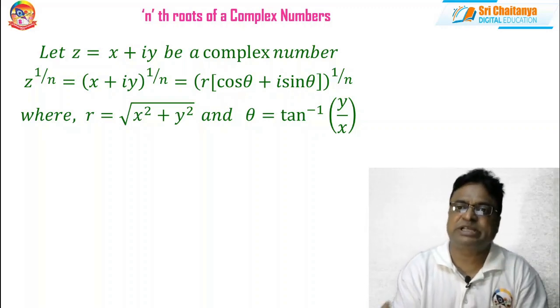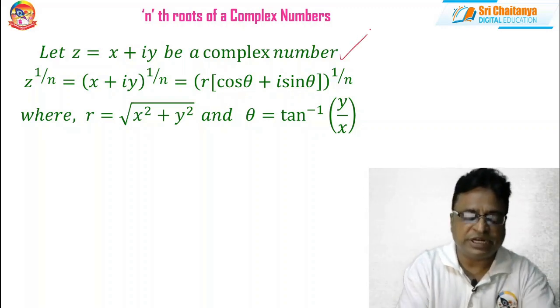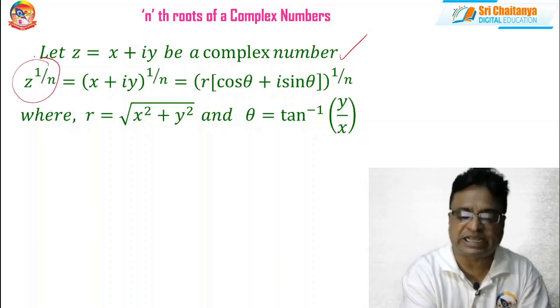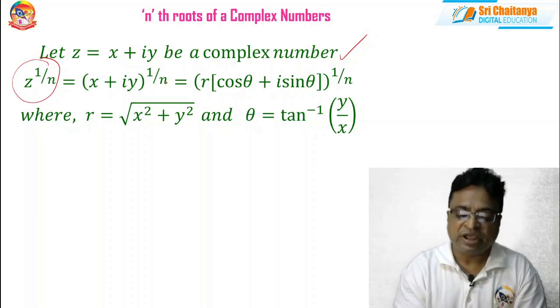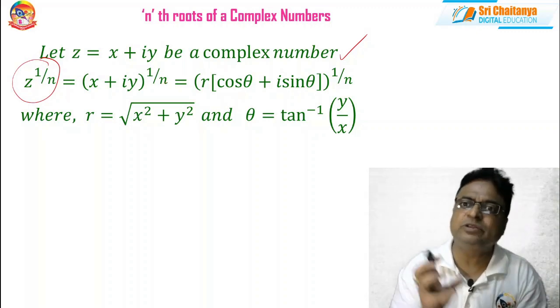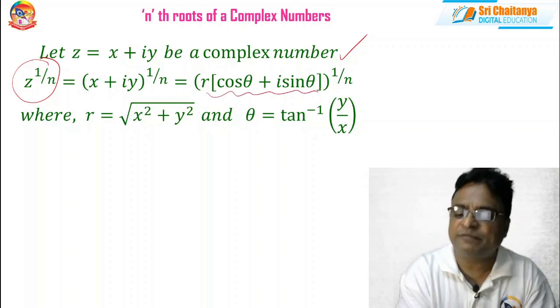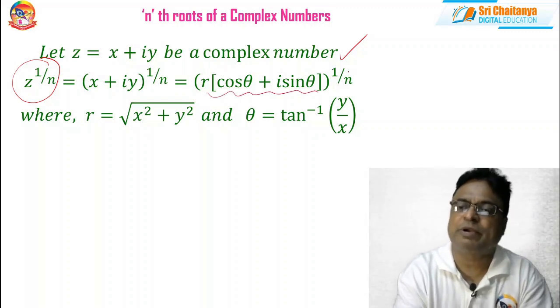Suppose z is equal to x plus iy is any complex number, then z power 1 by n indicates the nth roots of the complex number, that is (x plus iy) whole power 1 by n. Whenever they are asking to find the nth roots of a complex number, you first immediately write the polar form of the complex number and then take the whole power 1 by n.